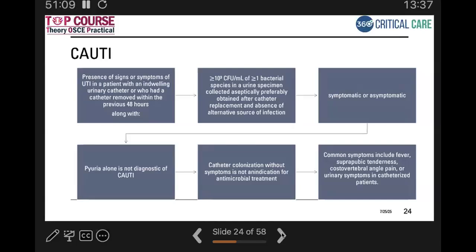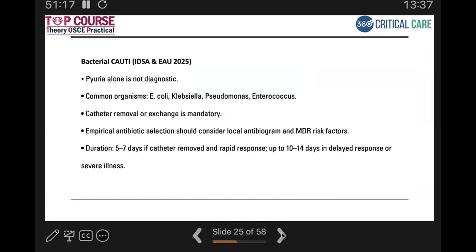If it is an asymptomatic CAUTI, just replace the catheter and support the patient. That's all. You need not immediately jump on starting higher antibiotics for such patients. Okay. So the most common organisms are bacteria and fungus.